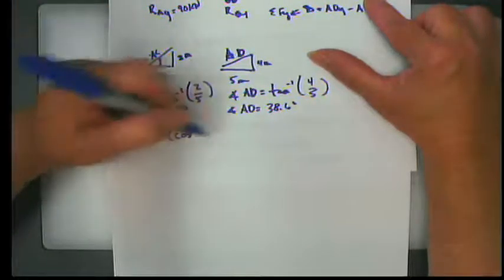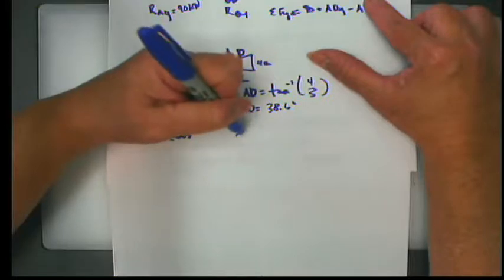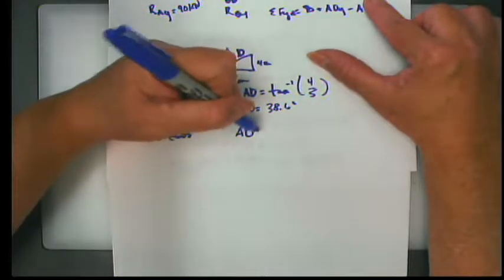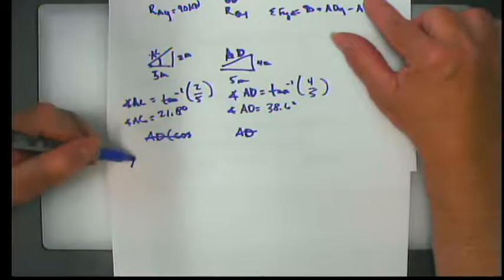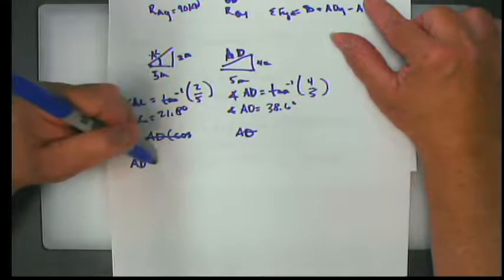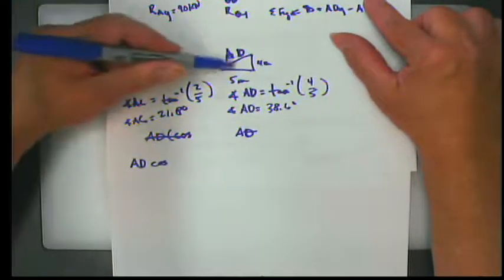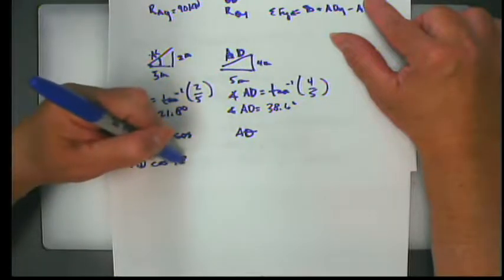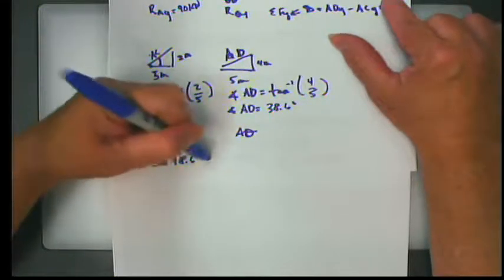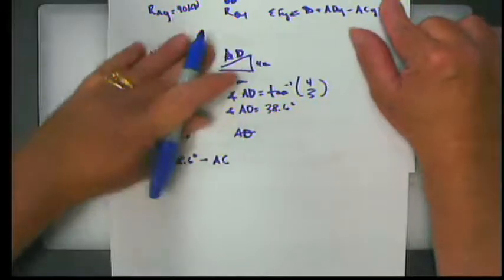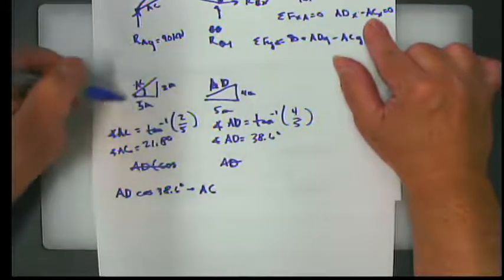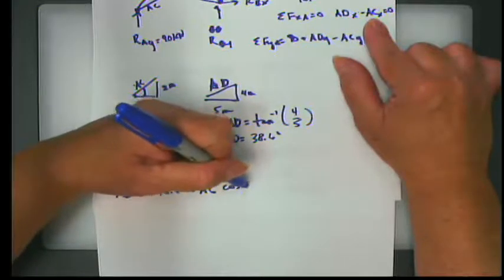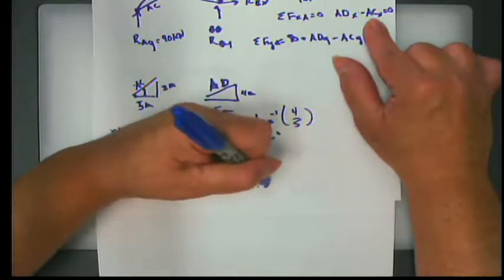Sorry, I should put this over here just to be less confusing. Okay, AD in the x direction is AD times the cosine of 38.6 degrees. Subtract from that AC in the x direction, which is AC times the cosine of 21.8 degrees equals 0.